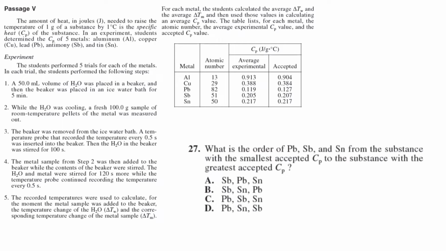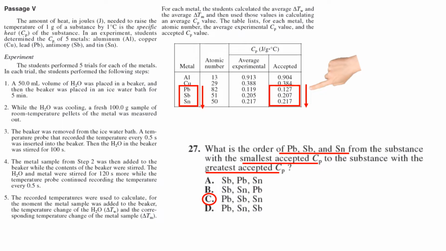Number 27, what is the order of PB, SB, and SN? So that's going to be here in the metals. From the substance with the smallest accepted CP to the substance with the greatest accepted CP. So that's here. We're just looking at those three metals. And smallest to largest, they actually follow suit. They decrease as they get on the chart. So PB, SB, SN, choice C.